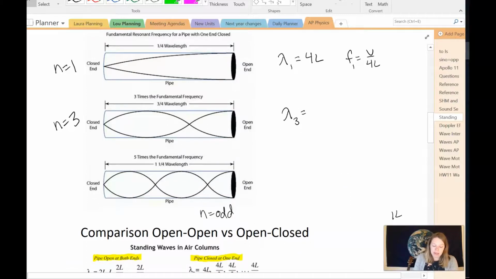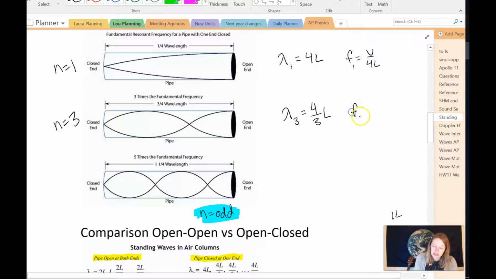So n must be odd in this case if we're looking at these patterns. You don't always have to look at these patterns. You can always draw it and figure it out, but I think the patterns are cool, and I'm happy to show you them. So we have 3/4 of a wavelength fitting in there, and so I would need 4/3 of the length L in order to get a whole wave, because I don't have the whole wave.